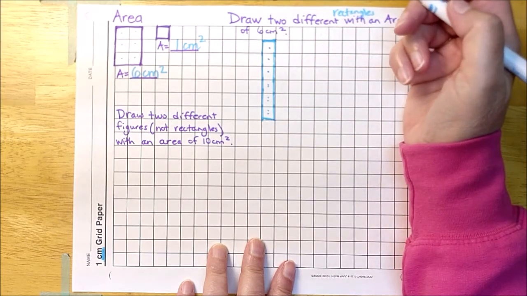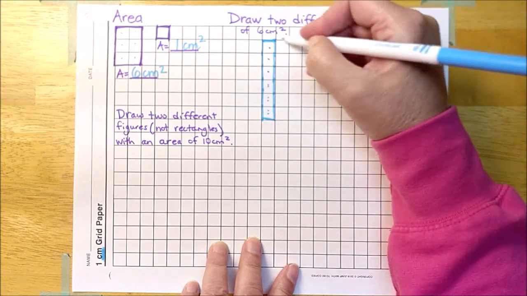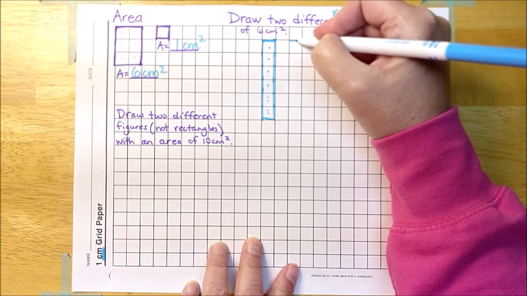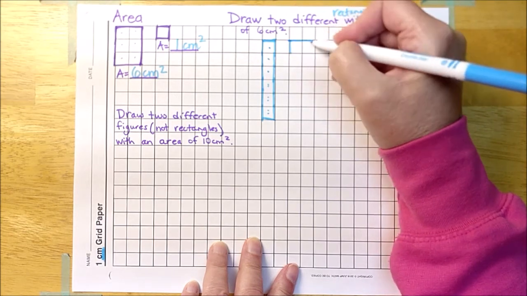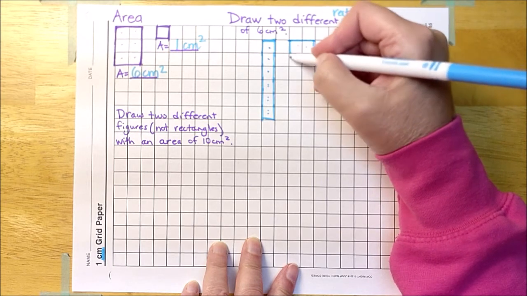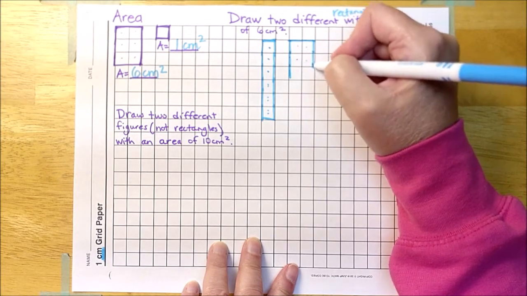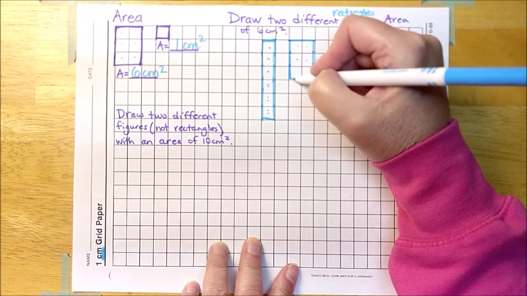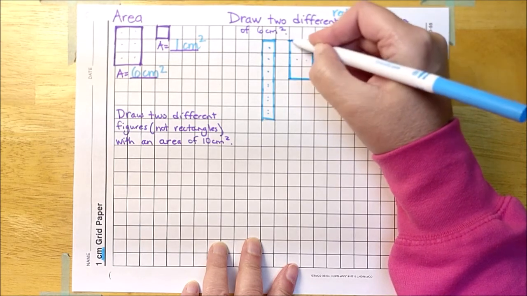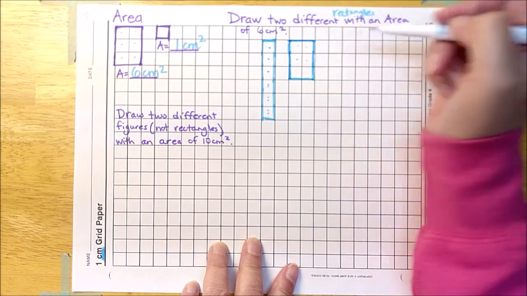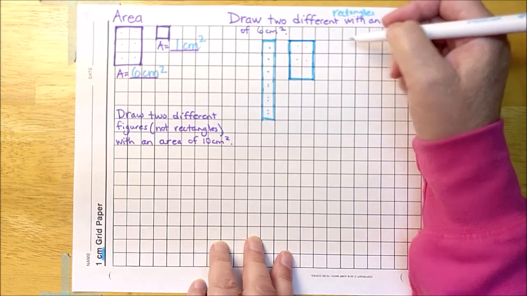Could I draw a different rectangle? Well, here I went 1 thick. Let's go 2 thick. See what happens then. So that would be 1, 2, 3, 4, 5, 6. So that rectangle has an area of 6 centimeters squared. Well, I made 2 of them.